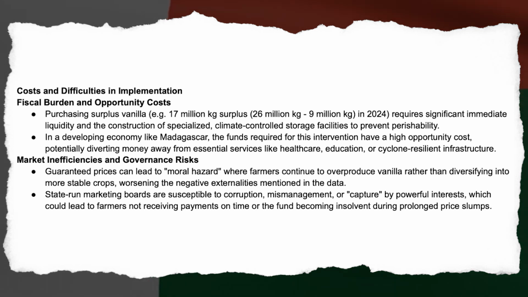Market inefficiencies and governance risks. Guaranteed prices can lead to moral hazard, where farmers continue to overproduce vanilla rather than diversifying into more stable crops, worsening the negative externalities mentioned in the data. State-run marketing boards are susceptible to corruption, mismanagement, or capture by powerful interests, which could lead to farmers not receiving payments on time or the fund becoming insolvent during prolonged price slumps.